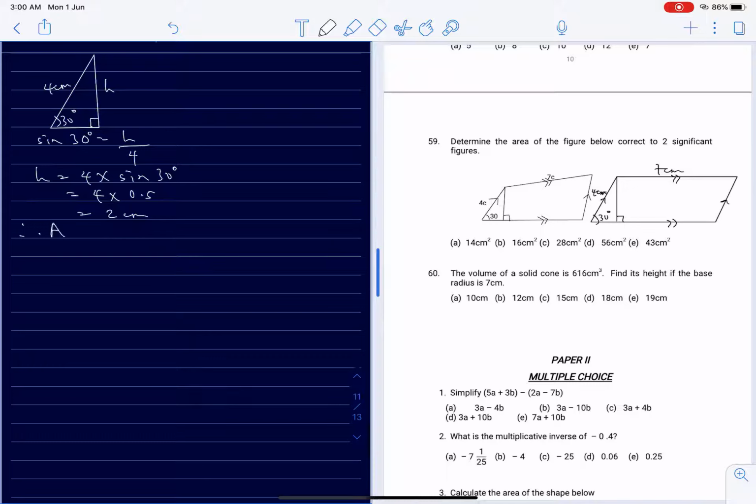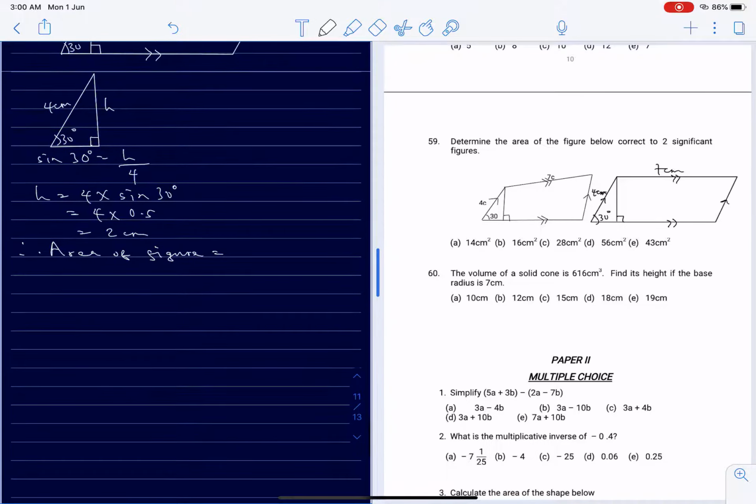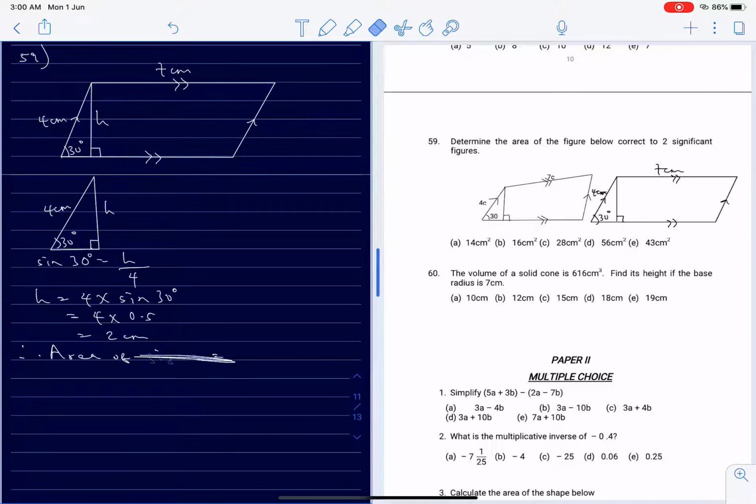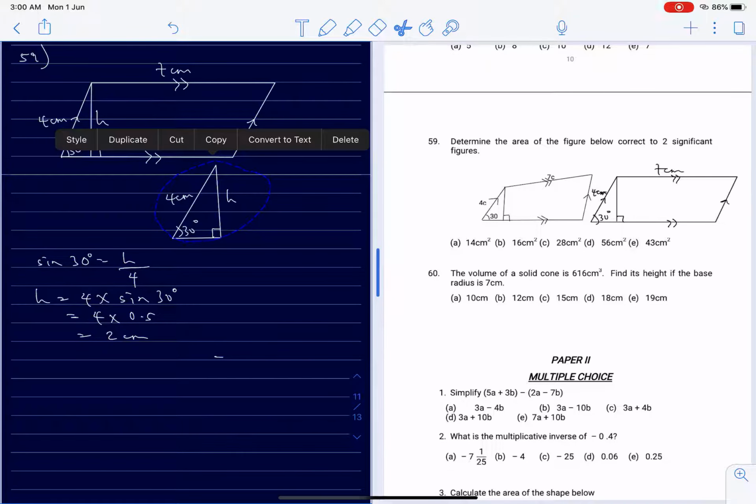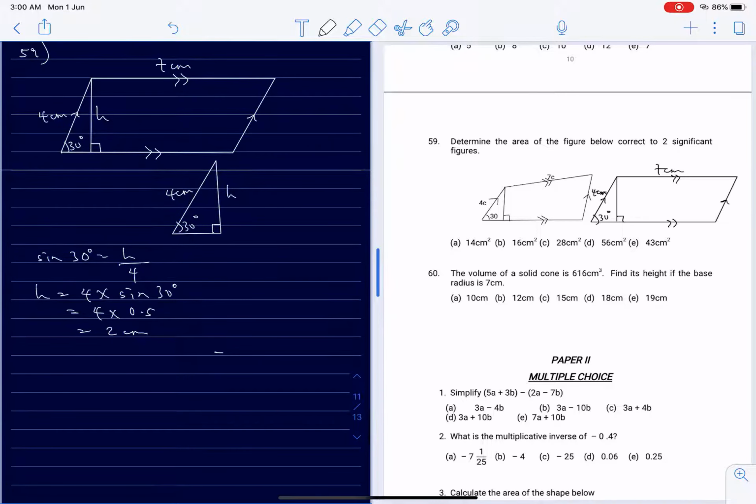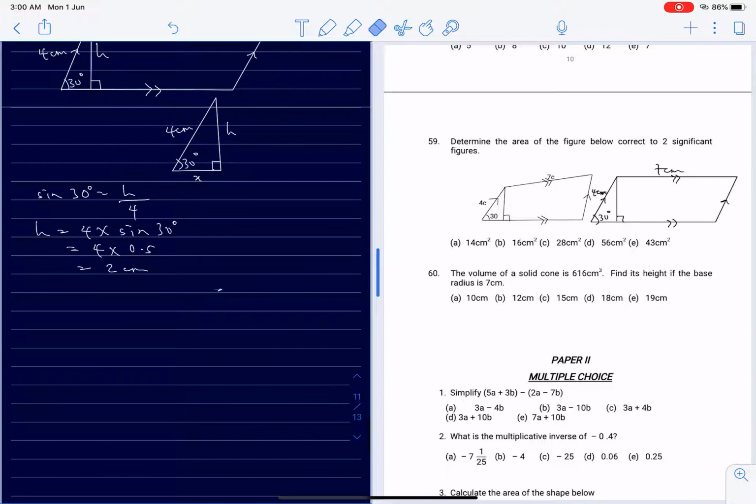Therefore, area of figure equals base times perpendicular height. No, maybe I'm not done yet. Or should I even have found the height? Yes, I need the height, and I also need this small part. I think I need to bring that diagram out and put it here. Let me call this x. I need the height, and I actually need x and h.